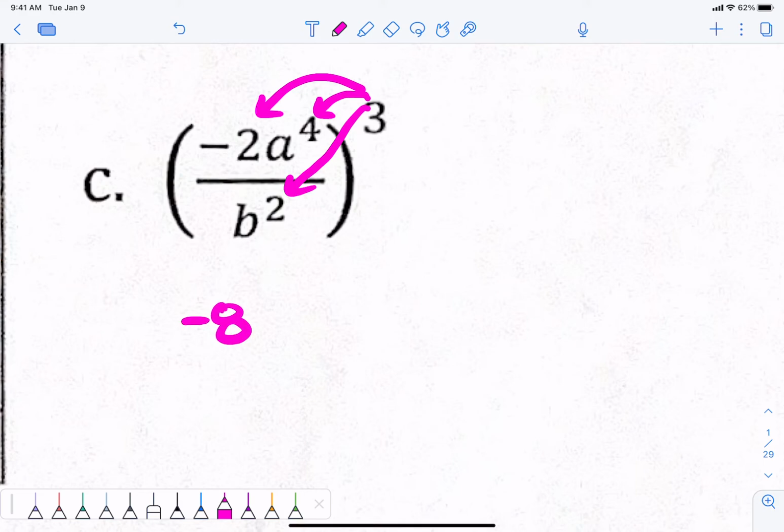What's a to the 4th and then to the 3rd? Is that 7 or 12? 12, because you're multiplying, right? What about b squared cubed? 5 or 6? 6, because we're multiplying, right? 2 times 3. Yep. Okay. There you go.